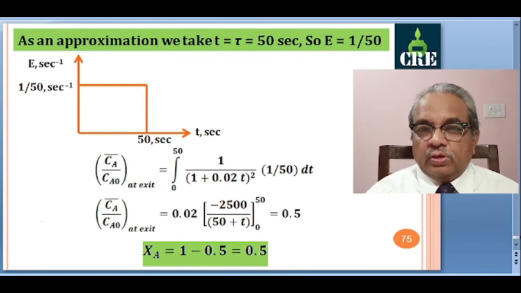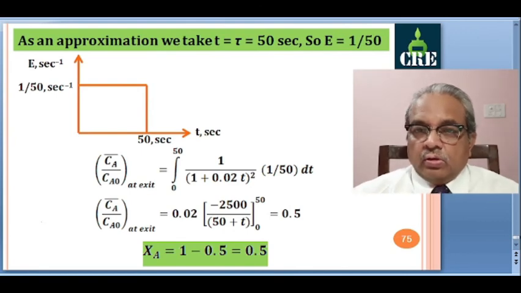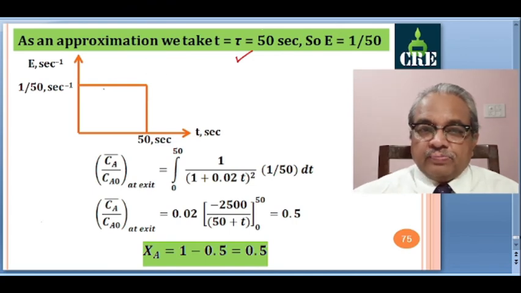In this problem, the E curve is not given to us. However, we have the information on tau, and that is given as 50 seconds. So as an approximation, we take t is equal to tau and plot this. T in seconds, so this represents here 50 seconds. E is in second inverse, and this is 1 by 50 second inverse. So the area under the curve will be 1. So with this we proceed.